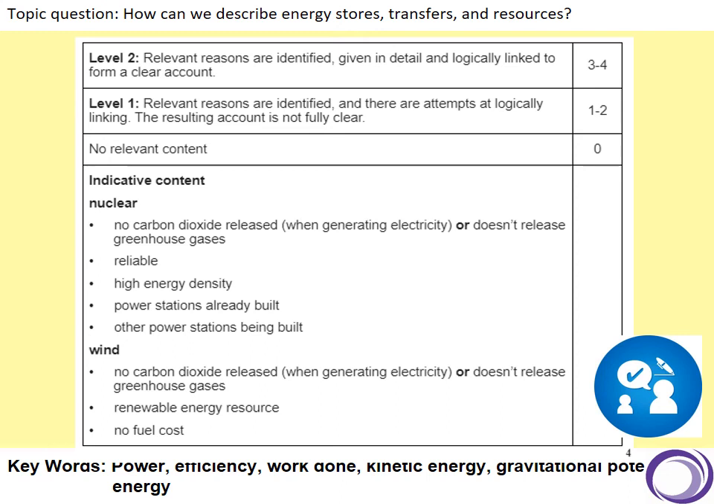For the content you could have, you don't have to have all of these bullet points at the bottom, but this is what you could have written. For nuclear, you have a list there of what you could have written, and the same for wind. Those were the two options that you should have chosen and explained. If you've made most of those points, then absolutely you would be in the 3 to 4 mark bracket. If you've made 1 or 2 out of either of those, then you might be in the 1 to 2 mark bracket.